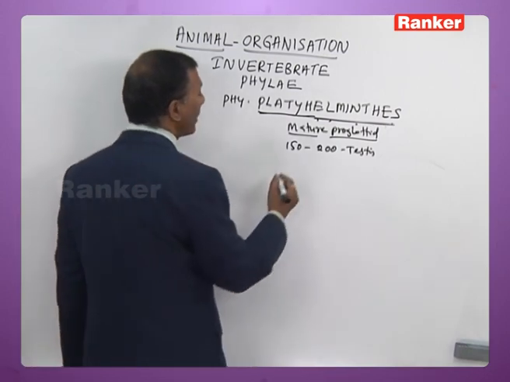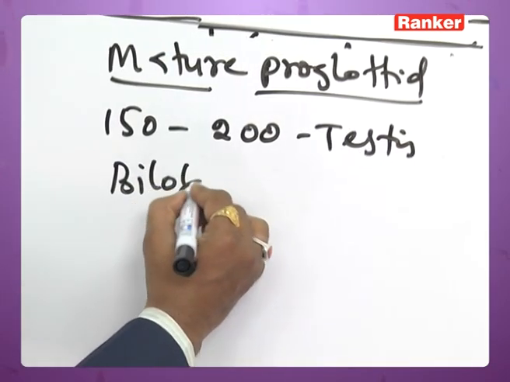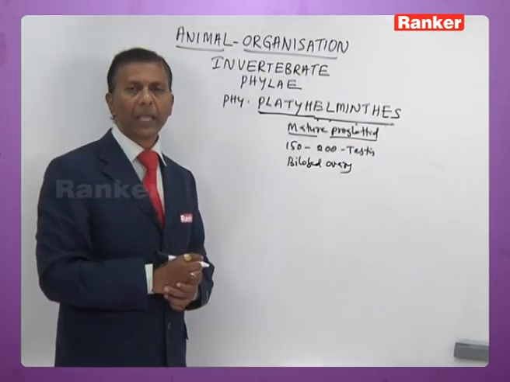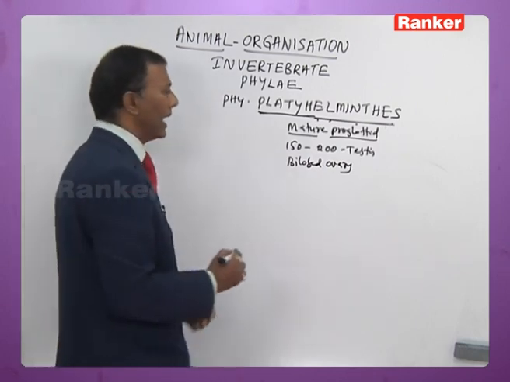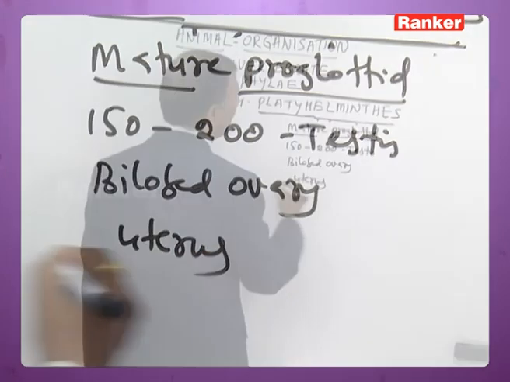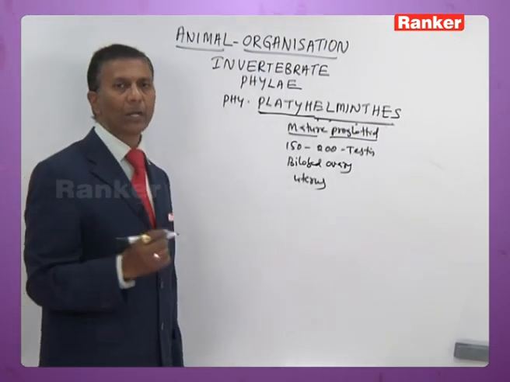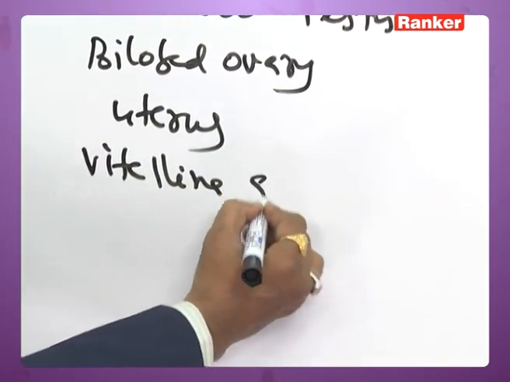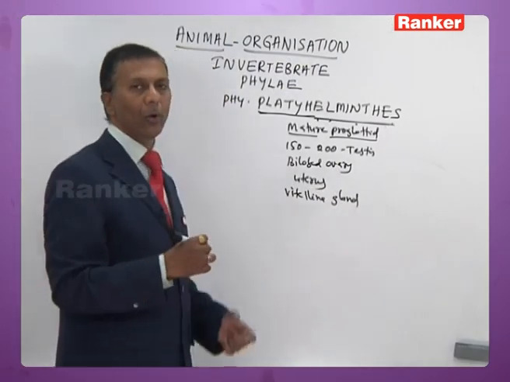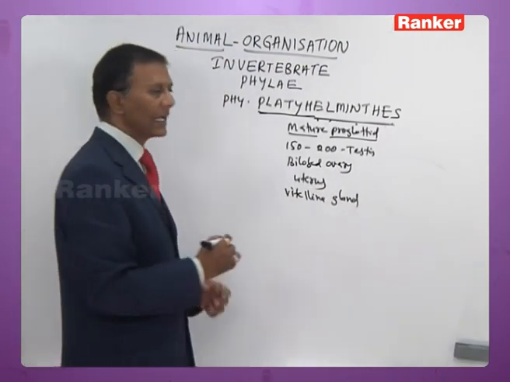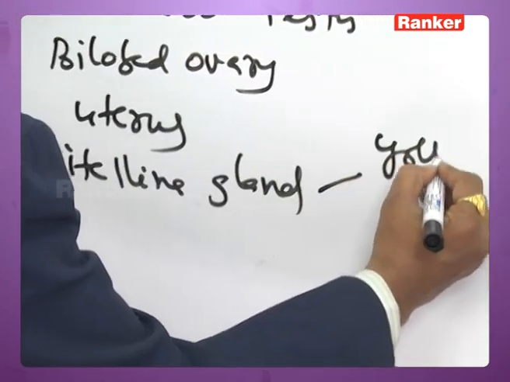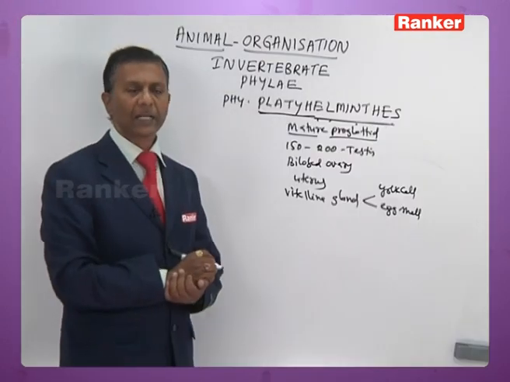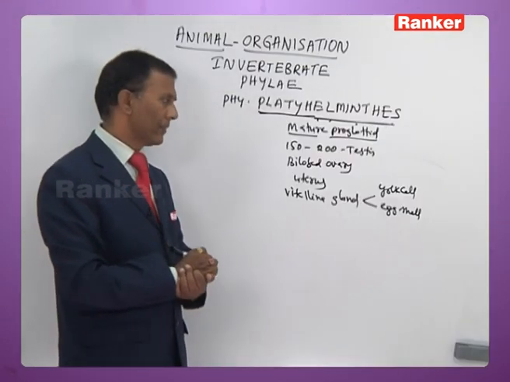And if you take the female reproductive system, it has a bilobed ovary. Those two lobes are connected to each other by the ovarian bridge or ovarian isthmus. And there is a uterus with uterine duct. And there are two reproductive glands here. One is the vitelline gland. The vitelline gland lies below the ovary. Vitelline gland secretes yolk cells and eggshell.